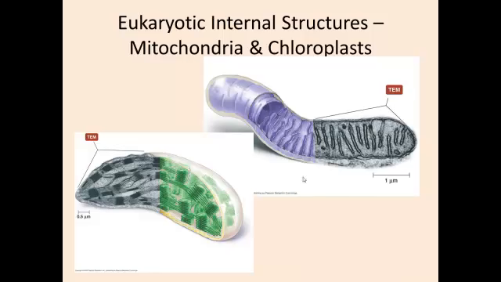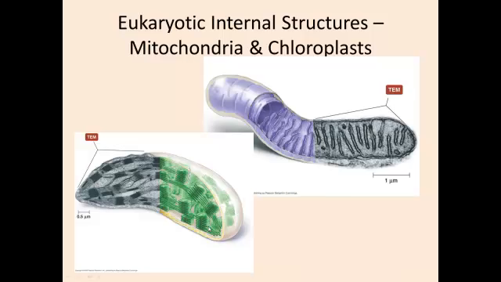Chloroplasts, which are the sites of photosynthesis in plants, algae, and some protozoa, have thylakoids that are stacked into granum. Enzymes required for photosynthesis are embedded in the thylakoids and are found in the inner space called the stroma. Sounds like the mitochondria, huh?